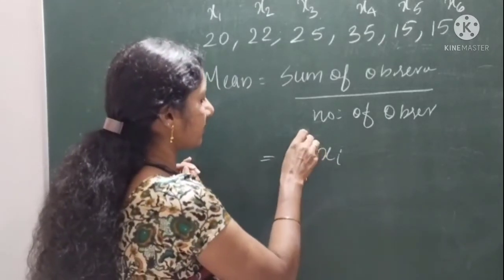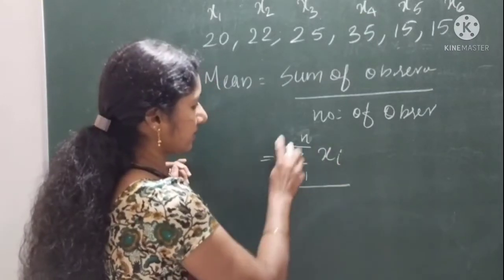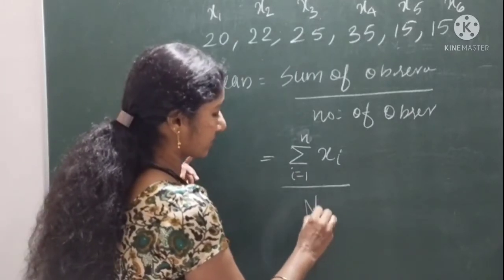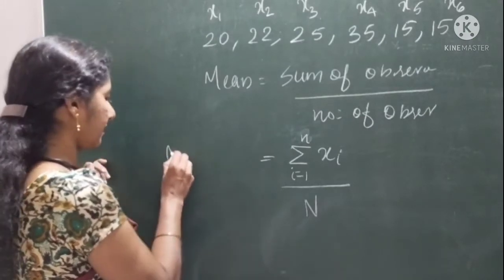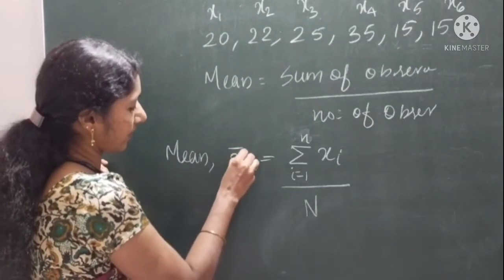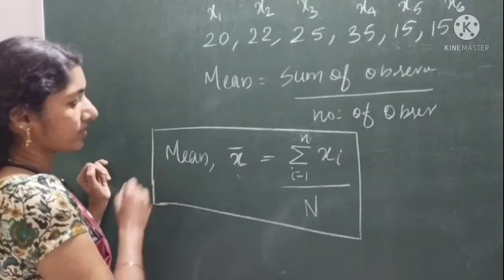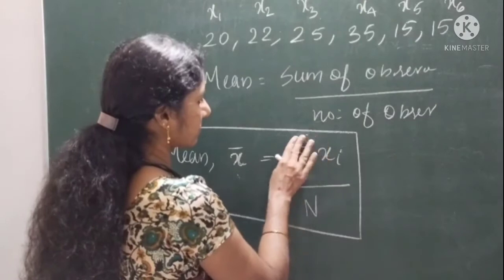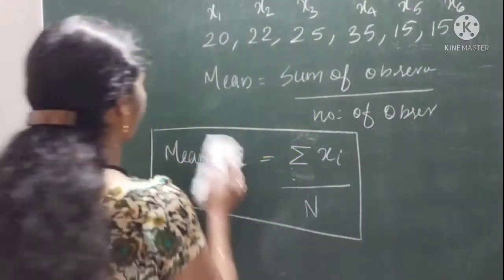If there are n observations, i from 1 to n divided by n, what is its meaning? Its meaning is the sum of all observations divided by the total number of observations, n. So this is the mean, and we can also write the mean as x bar. You will read it as x bar. So mean x bar is equal to sigma i from 1 to n xi divided by n. If you are not saying it like this, no problem, sigma xi by n is also okay. Sigma means sum of.